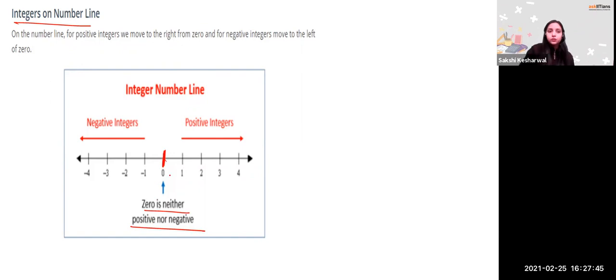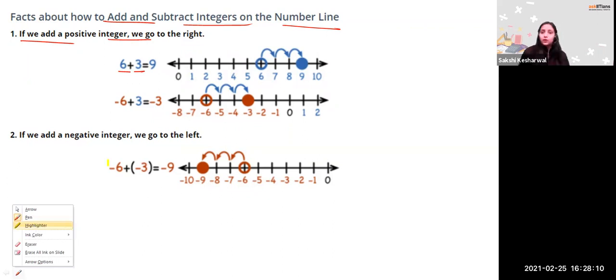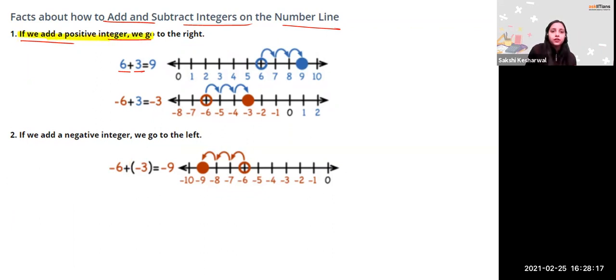Now let's come to some facts about addition and subtraction of integers on the number line. Quick revision, right? If you add a positive integer, you move right. When you add a negative integer, you move left, right or not? This we have done in the last class. So if I say 6 plus 3, I'll take a highlighter, and that will be easy to explain. If you want to add a positive integer, we go right.